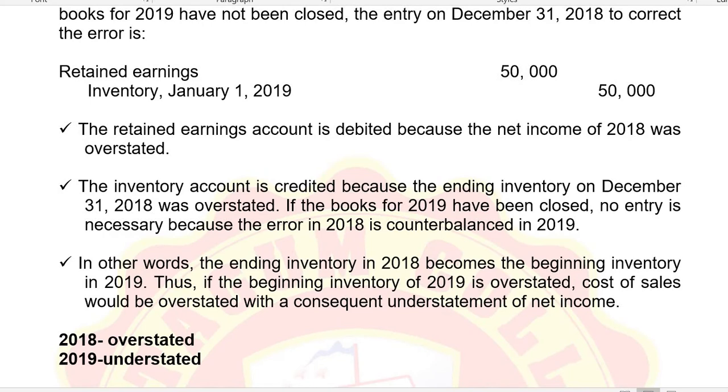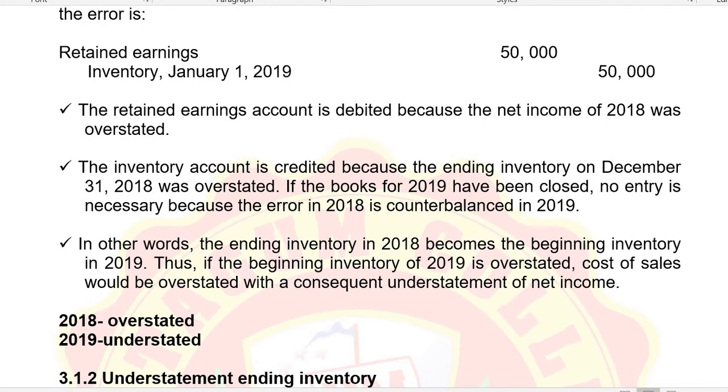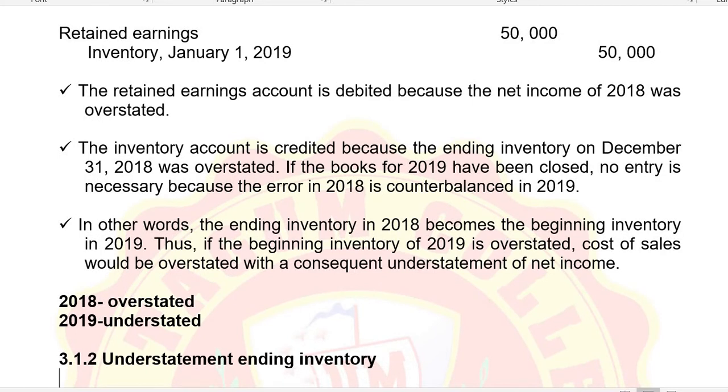So, I have noticed, nag-counterbalance, no, ang error, no? So, yung nangyari, the overstatement in the net income of 2018, then understated din yung net income for 2019, then parang nag-counterbalance yung error, no? Yan. Okay. So, that's why it's called counterbalancing error kasi mag-self-correct siya and you don't need to correct the error if books of 2019 is already closed.